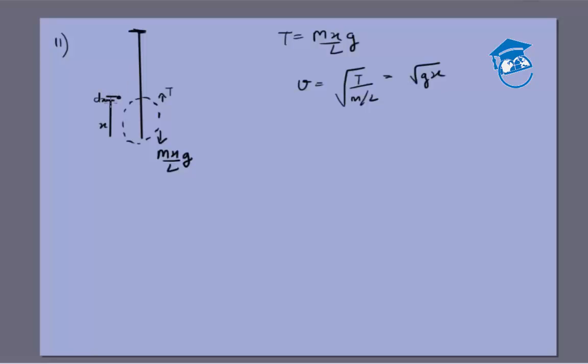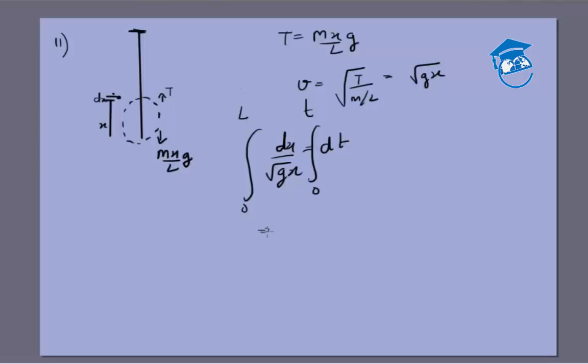The time taken to cross this distance will be dx by root gx. So what you'll get is dx by root gx is equal to dt. And now you just have to integrate. This goes from 0 to T. This goes from 0 to whatever distance L we needed to reach the top. So it will be capital L.